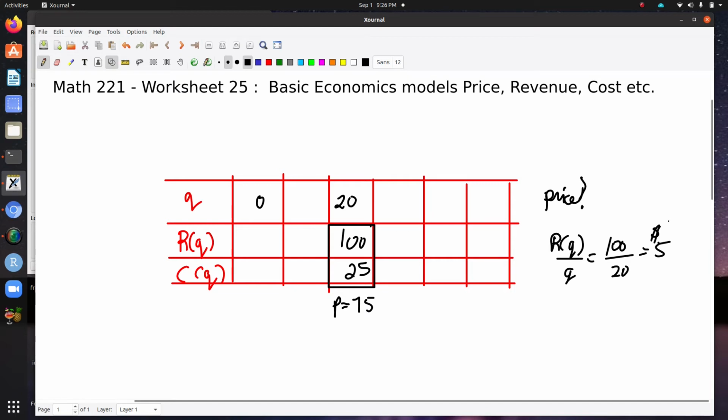And again, if you want to know what the fixed costs are, it's whatever's in this box. It's however much you have to pay right off the bat before you even produce anything. So that would be your fixed costs.